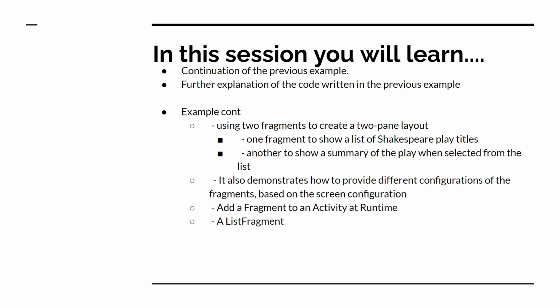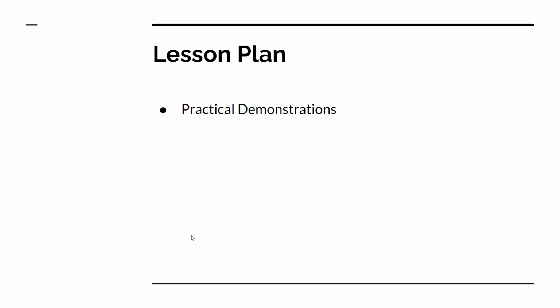So in the previous example, we had two fragments. We created a two pane layout, one fragment to display the titles, then the other one to display the summary of each one. Also, we covered runtime configuration, how to tackle portrait and landscape modes, and adding fragments at runtime. As usual, it's going to be practical demonstrations.